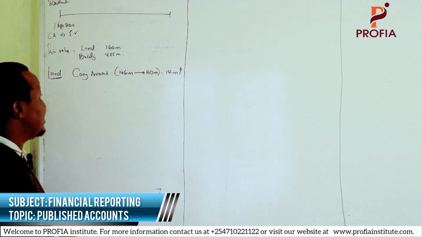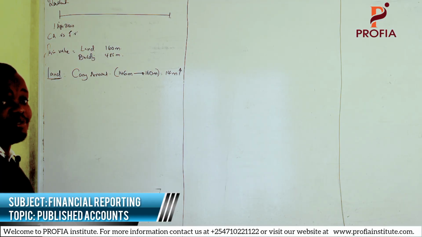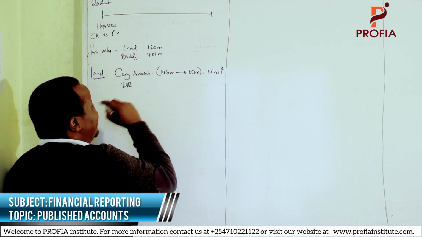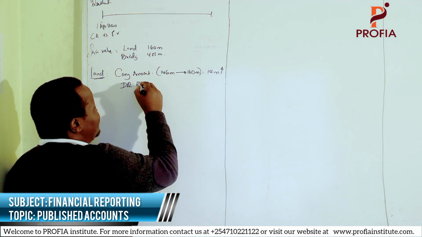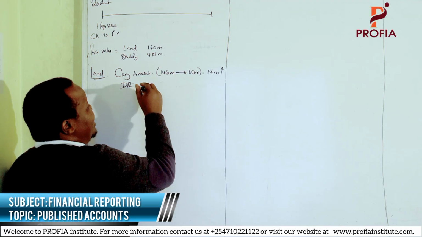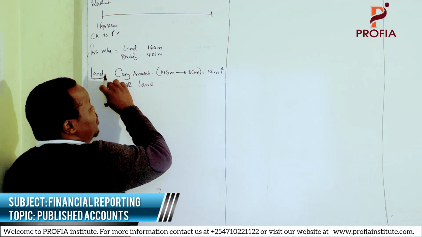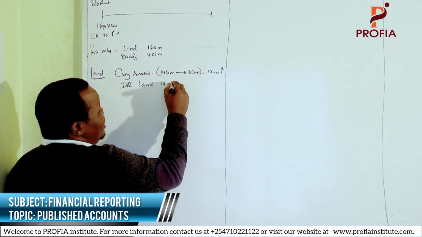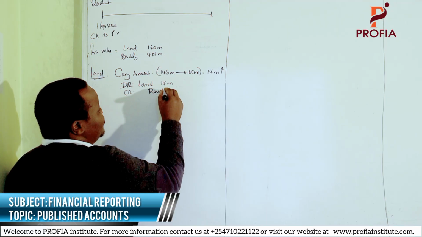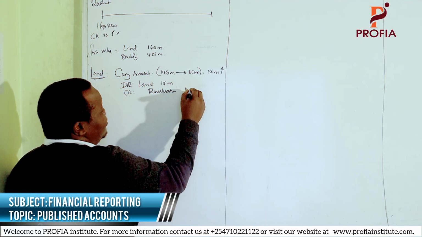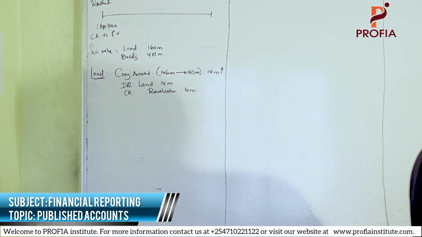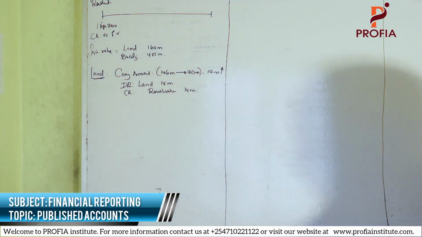With this, what are you supposed to do? You are supposed to debit PPE, land, an amount of 14 million, then you credit revaluation an amount of 14 million as at the date of revaluation. You do that as at the date of revaluation.